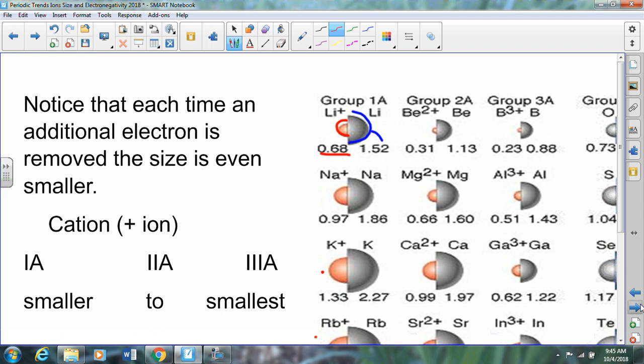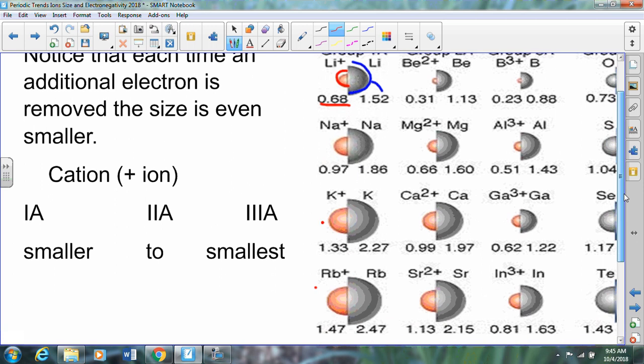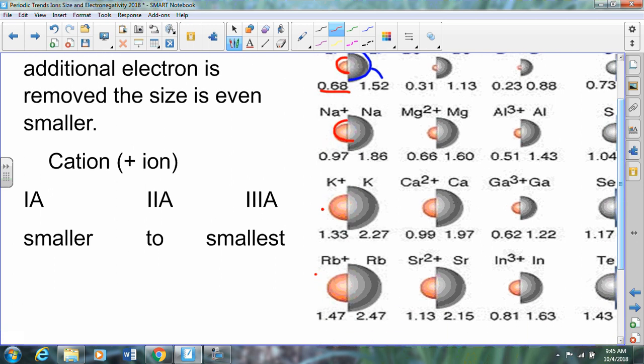Another trend we want to look at is what happens as we go across. Remember, that's called the period trend. The period trend, if you take a look at this, it's very similar for all of them. These have lost one electron. As we pointed out, it's going to be a 1 plus charge. The 2A group has lost 2 electrons, and that makes it a 2 plus. And the third group, sometimes called the boron group, has lost 3 electrons and become 3 plus.